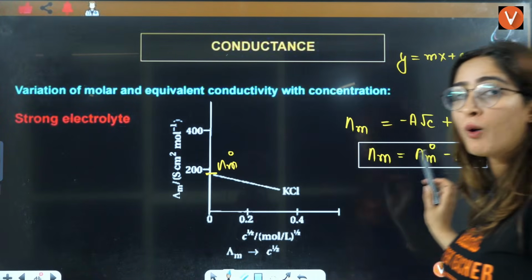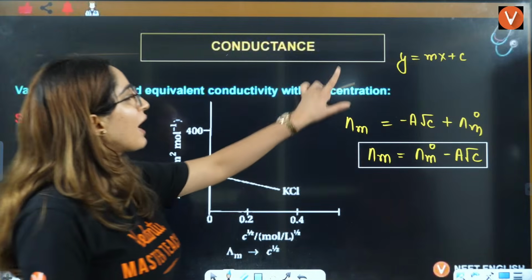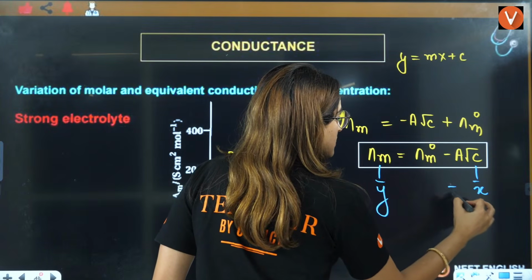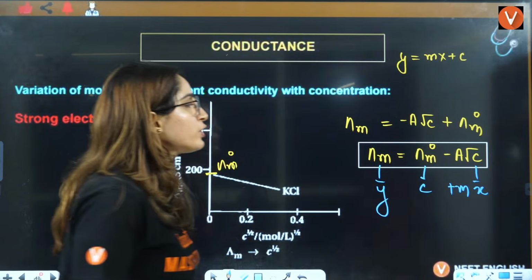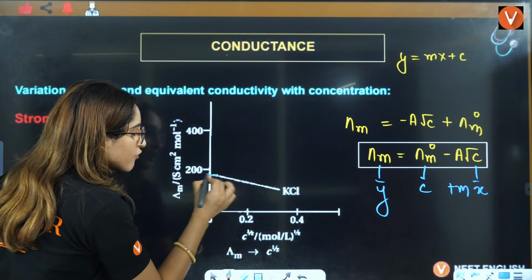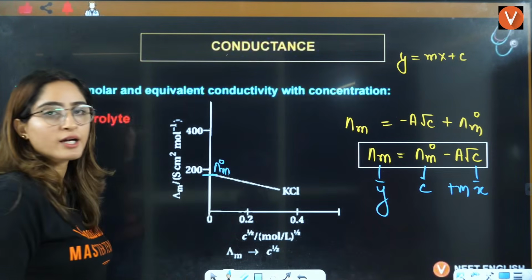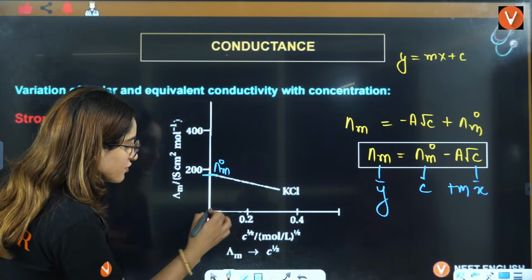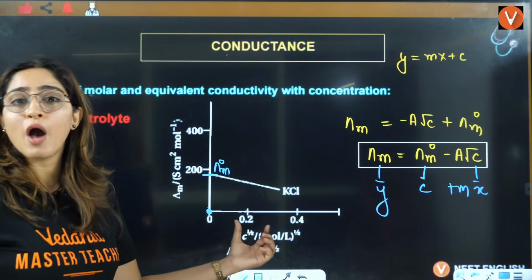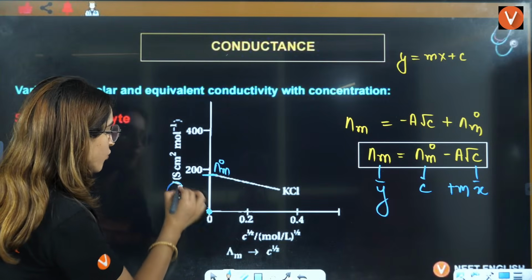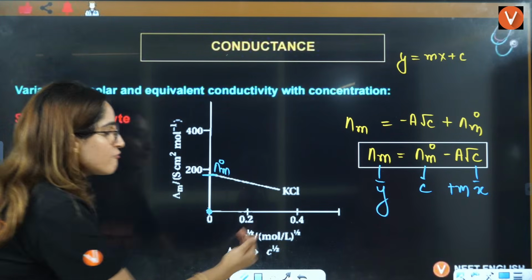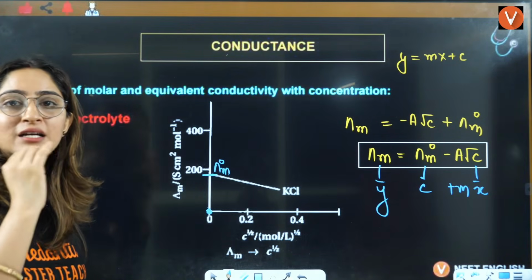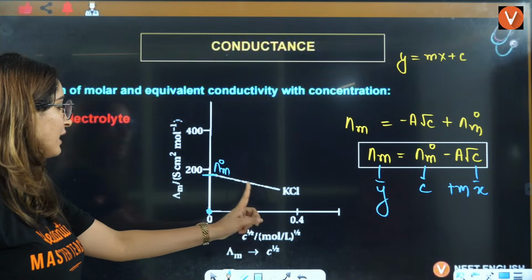Now, what we observe when you compare this equation with y equals mx plus c is that this is y, this is x, this is m, and this is c. So we know that the intercept where it is touching the y-axis is limiting molar conductivity at infinite dilution, where concentration becomes zero. On the x-axis, you have square root of c. On the y-axis, you have molar conductivity. So he is saying that whenever you are diluting, adding water, the molar conductivity is going to increase.